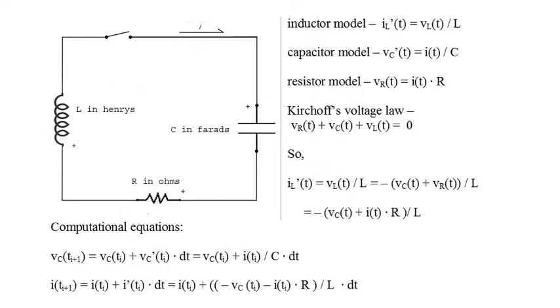What happens when we add a resistor to the circuit? The same pattern happens, but with the energy in the circuit constantly decreasing due to the current through the resistor. The model and computational equations are basically the same, this time with the inductor voltage equal to the negative of the capacitor voltage plus the resistor voltage, as opposed to the negative of just the capacitor voltage as it was in the previous circuit. I'll leave this slide up for a moment.